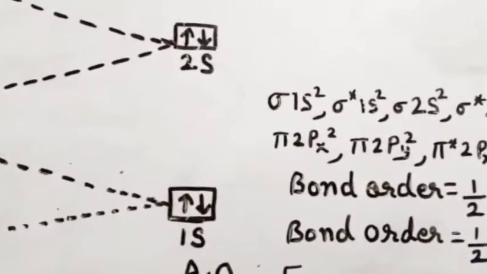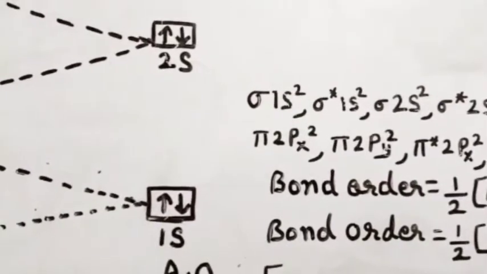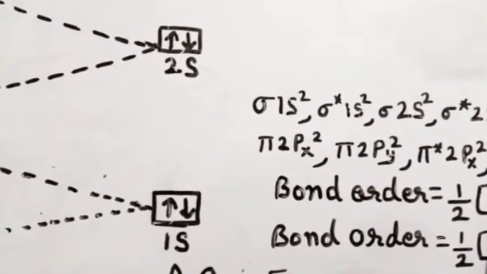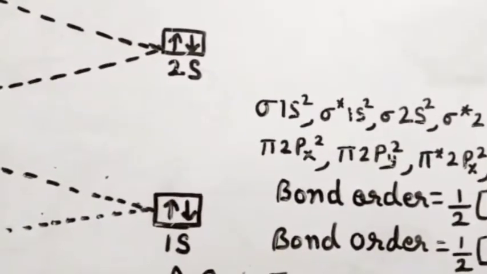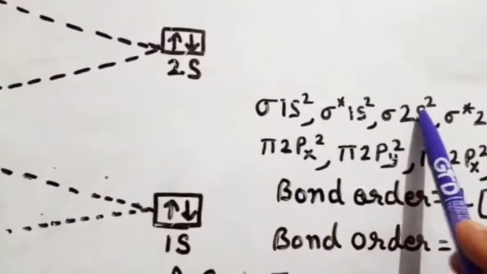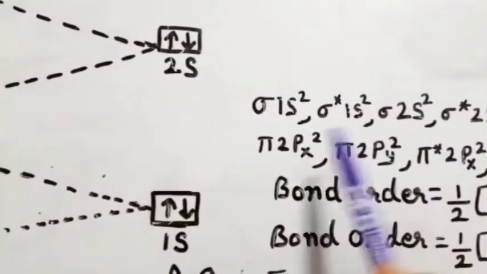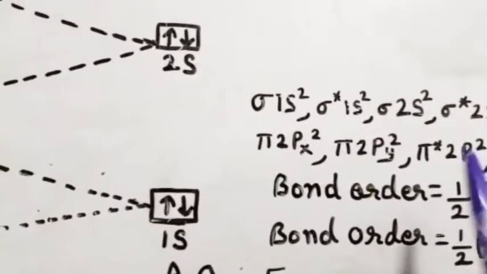Now we will calculate the bond order. Bond order is equal to 1 by 2 times (Nb minus Na). Nb means the number of electrons present in bonding molecular orbitals. So we will see how many electrons are present in bonding orbitals: 2, 4, 6, 8 and 10. So we will write here 10.